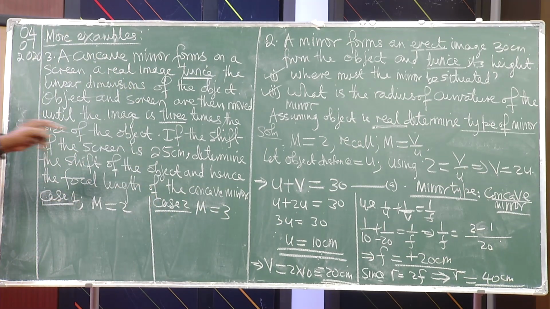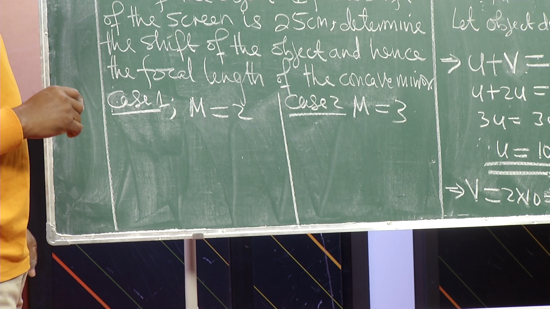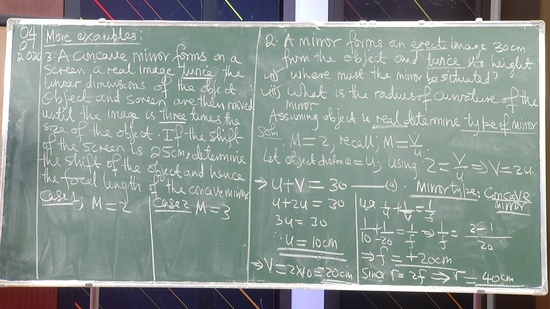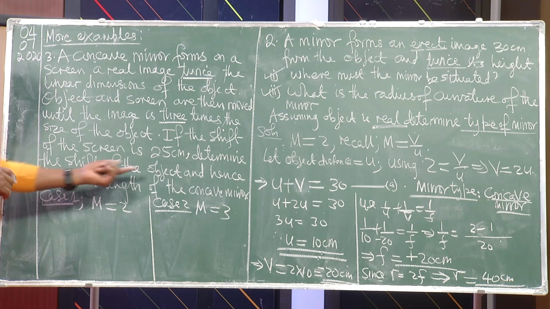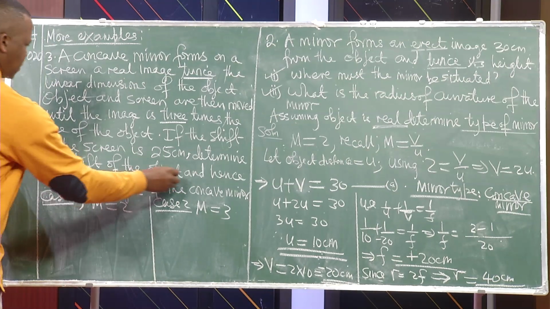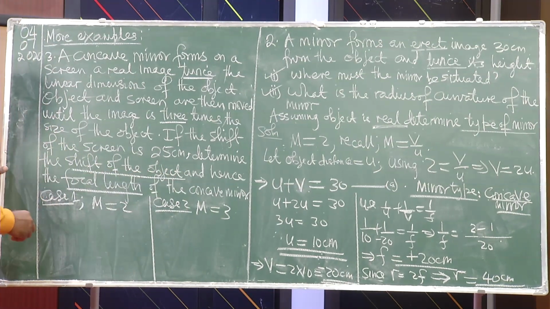If the shift of the screen is 25 centimeters, the shift of the screen means the difference between the 2 image positions, case 1 and case 2. The difference between the image positions of case 1 and case 2 should give us 25. They want us to determine the shift of the object and therefore the focal length.